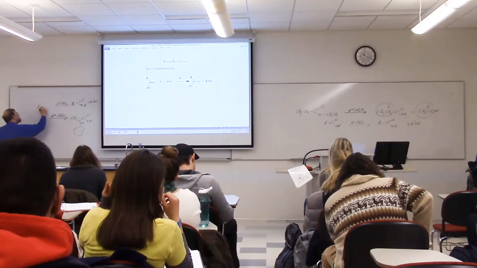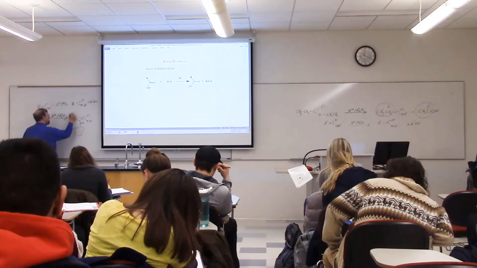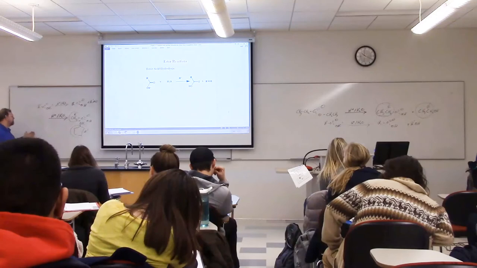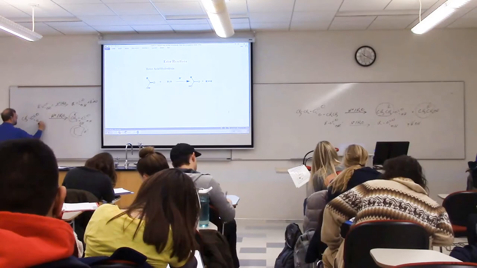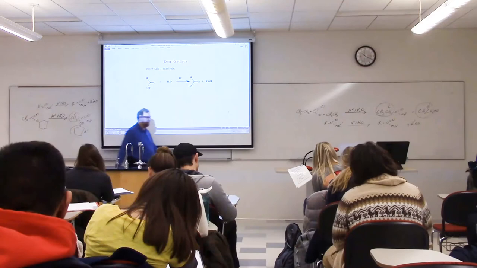Ester. What's my R? Methyl. What's my R prime? This ring. And therefore, if I put this together, I do the carbonyl first, and then the oxygen. On here I have my methyl. Here I have my six-membered ring. Then I'm done. And that's how you do synthesis with this.